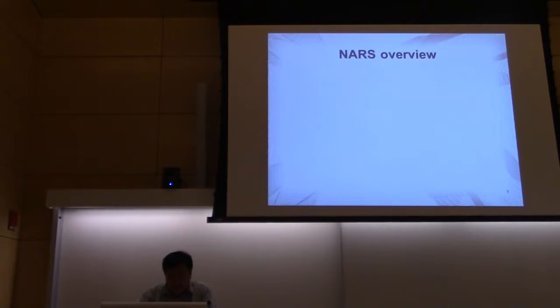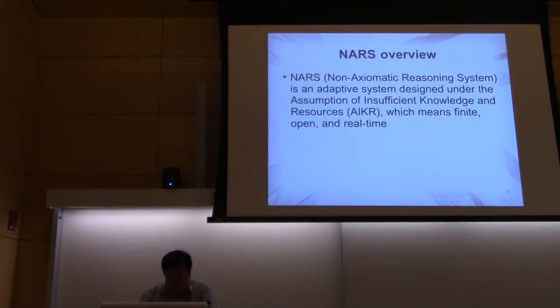So again, on Saturday I talked about NARS in detail. Today is a very, very brief, very high-level overview as far as learning is concerned. This thing is a reasoning system, but it's called a non-axiomatic reasoning system, meaning it is designed under the assumption that the system has insufficient knowledge and resources. Concretely, it means the system is finite, open to new information and new tasks, and works in real time.